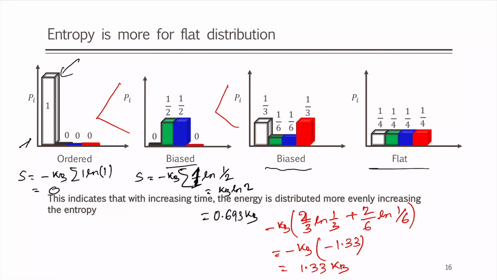Now let us calculate the flat distribution where everything is the same value, and what is the formula there? Again minus kb sum over 1 by 4 ln 1 by 4 terms, i equal to 1 to 4, which is minus kb ln 1 by 4, which is plus kb ln 4. So we have to just calculate ln 4 of this thing.